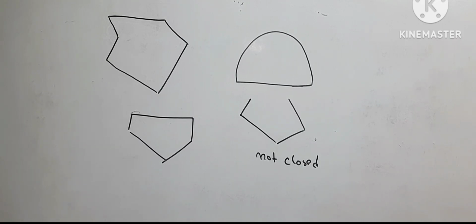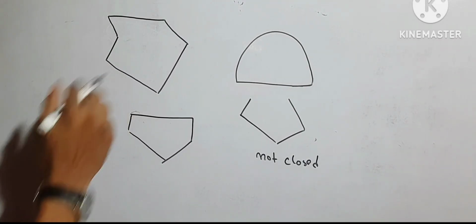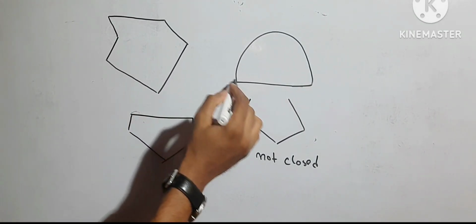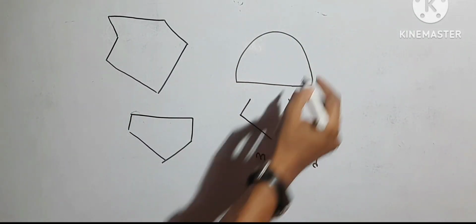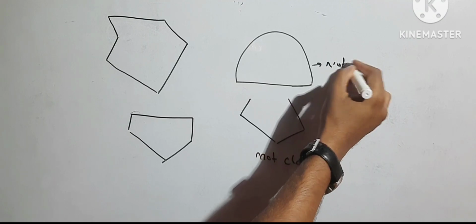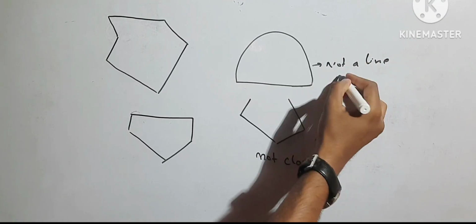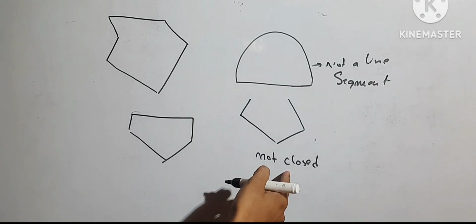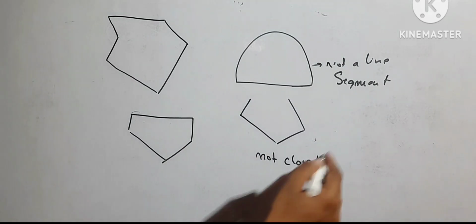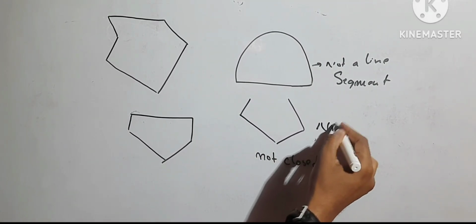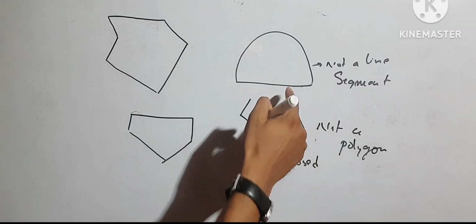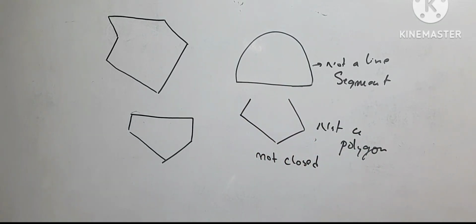Next one, they should be made of line segments. Yes, all of these are line segments. No, this one is not made of lines. This is a line, but this is a curve. Not a line segment. So it has not satisfied the first condition. It is not a polygon. This one has not satisfied the third condition. So not a polygon.